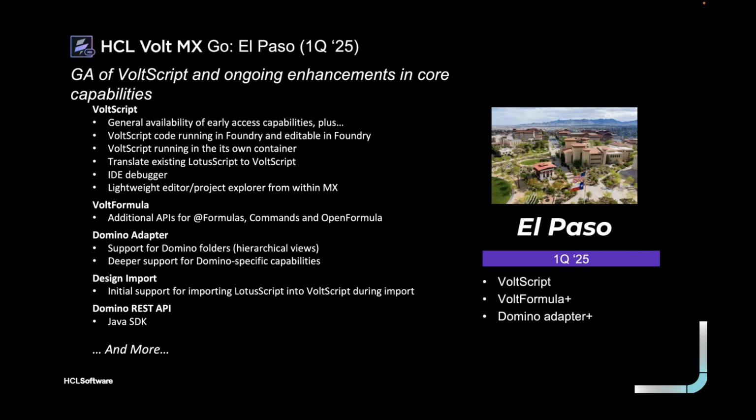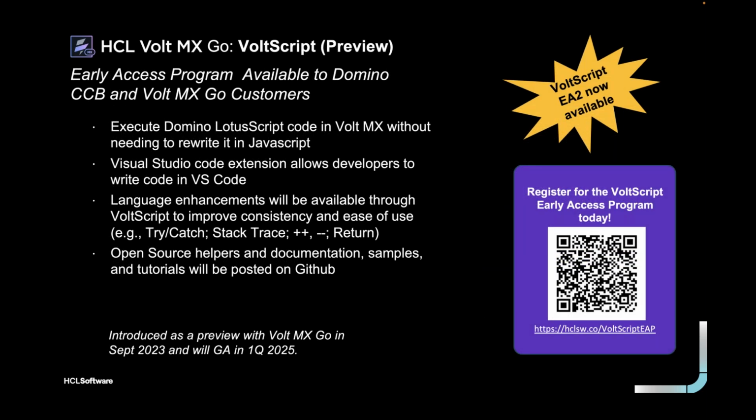Old script is basically the ability to run the script, Lotus script in Foundry. I'm not going to go into detail in this because this is going to be covered as part of Matt's next session. And he's going to demo the old script working in Foundry. Right now, old script is not GA, but it is available if you want to try it as part of early access, this is the QR code for it.